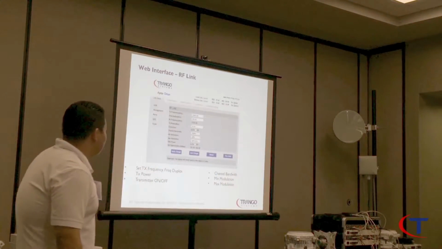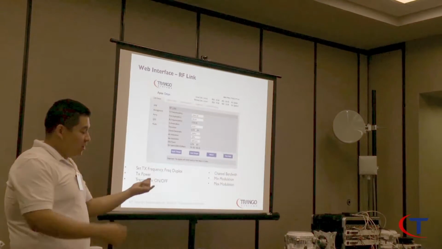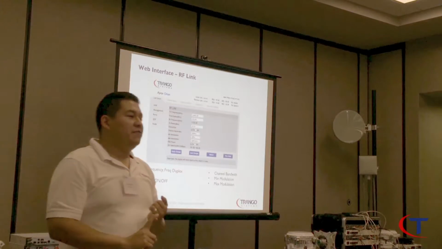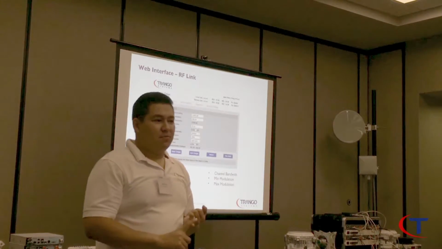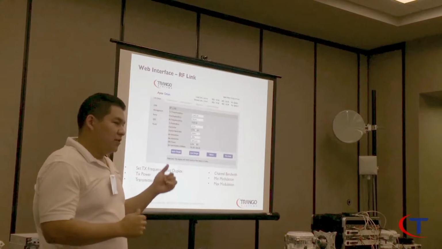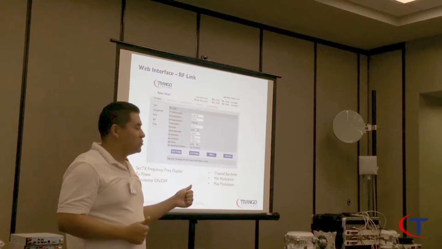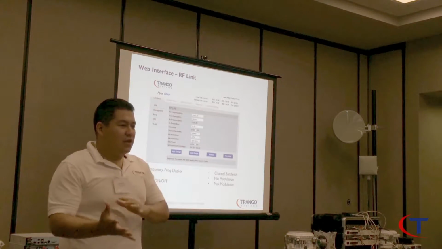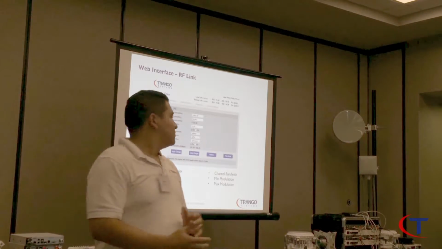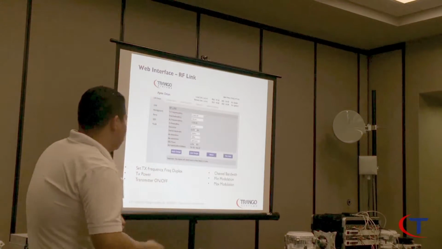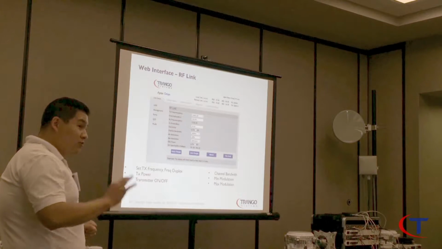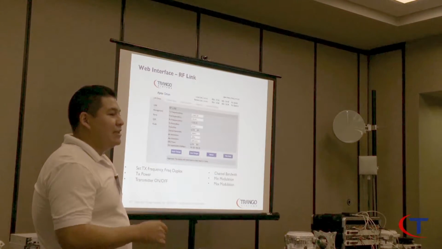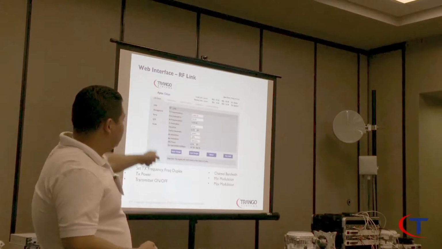Okay. RF link. We covered so far the management interface: IP, subnet, gateway. I told you the default user and passwords. Now, IP and RF are two different things. RF settings: the transmit frequency, you can only set the transmit frequency. The receive frequency is going to be set based on the frequency duplets.